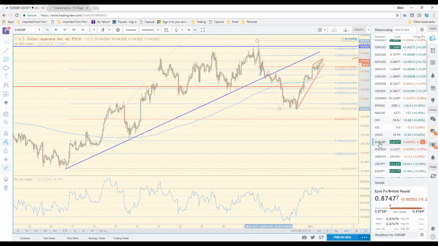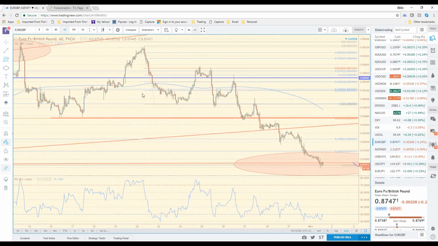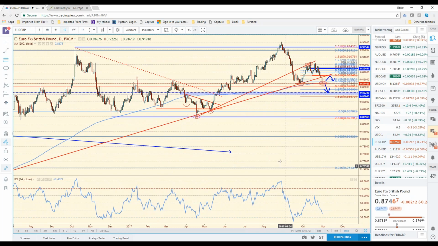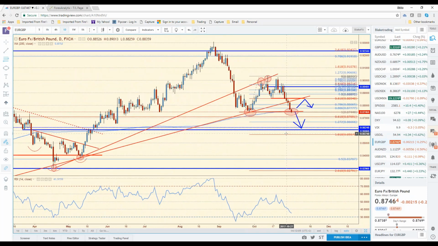The euro pound, we hit the 200-day moving average, and great tip, Blake. That was a great tip. Well, I wasn't in the euro pound.